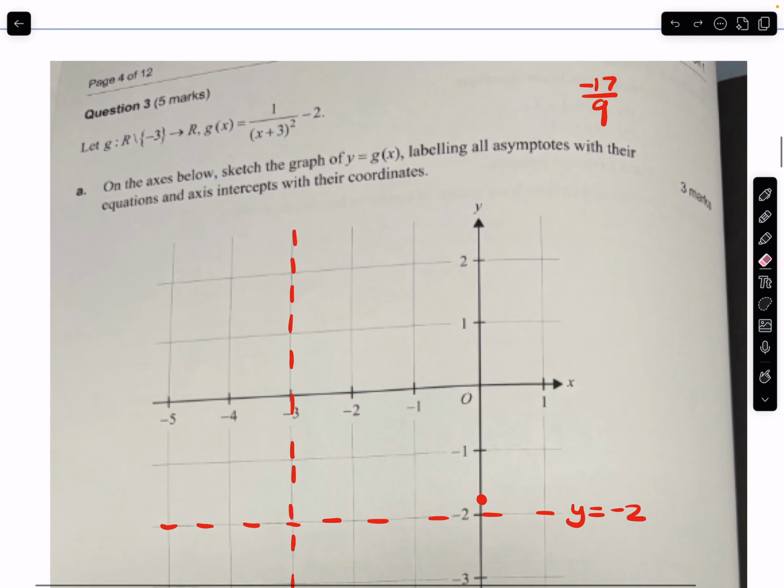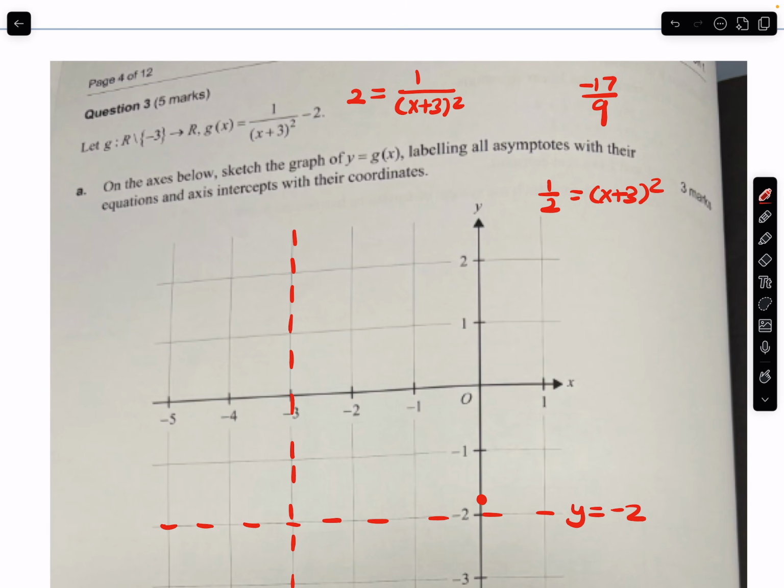We just have to solve for g of x equals 0. So, g of x equals 0, so putting 0, bring that 2 to the other side. 1 over (x plus 3) squared equals 2, which gives (x plus 3) squared equals 1 over 2. Square root both sides, plus or minus 1 over root 2, and then minus 3 on both sides equals x. So you can write it as just -3 plus or minus 1 over root 2. That sounds actually better writing it like that. Okay. So that's your x-intercepts.